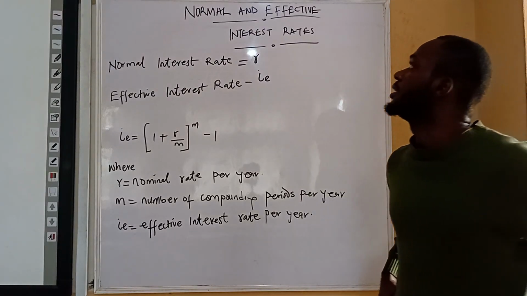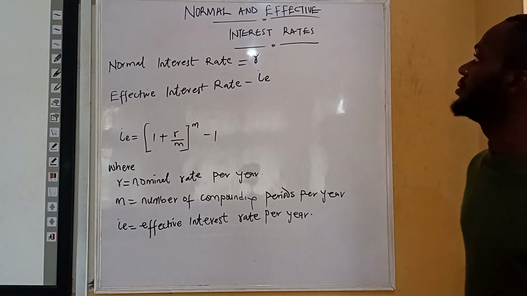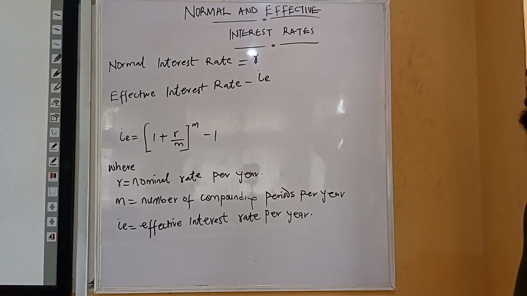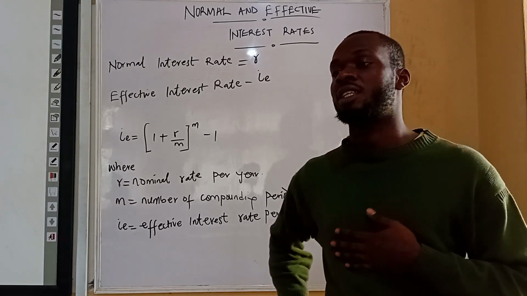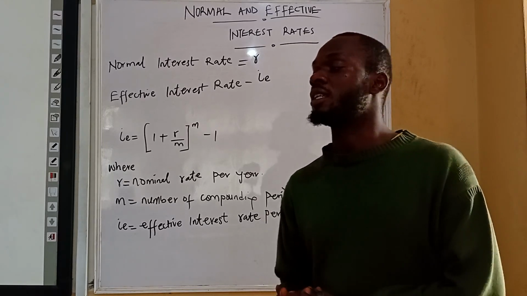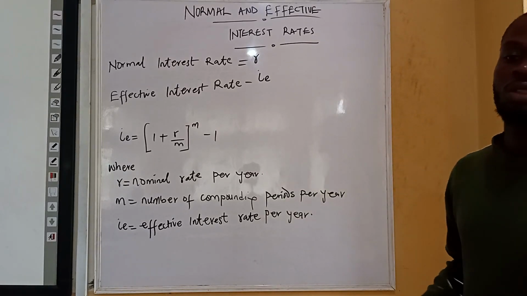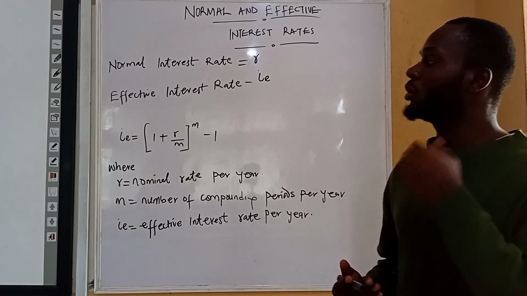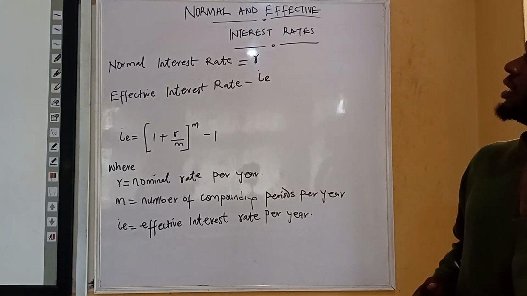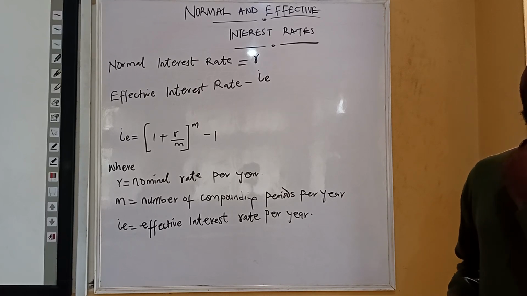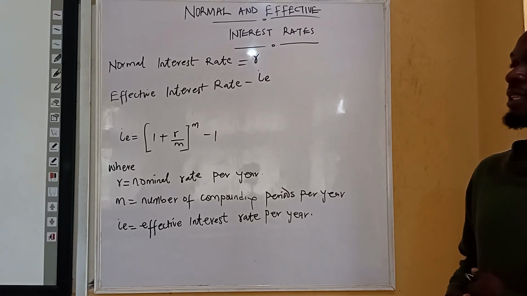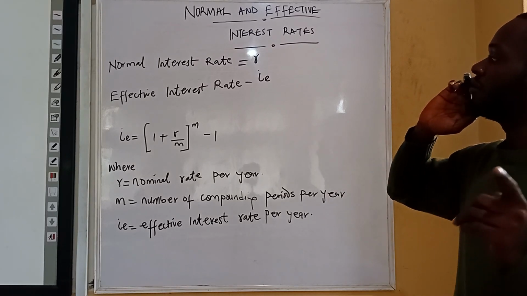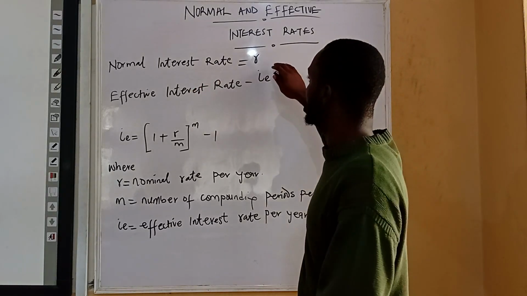So we're looking at the normal and effective interest rates. Before now, we have been asked to calculate the future worth, the annual worth, or the present worth of an investment using a particular interest rate per year. So that interest rate we have been using is called the normal interest rate.